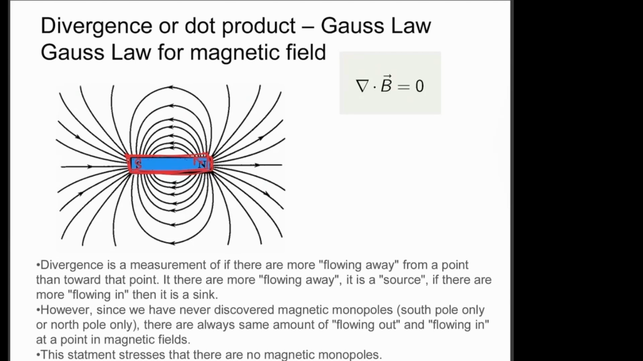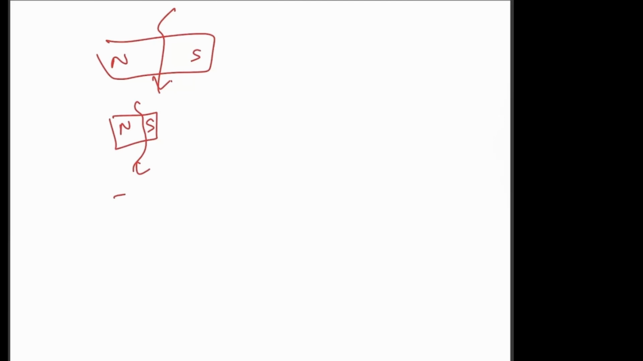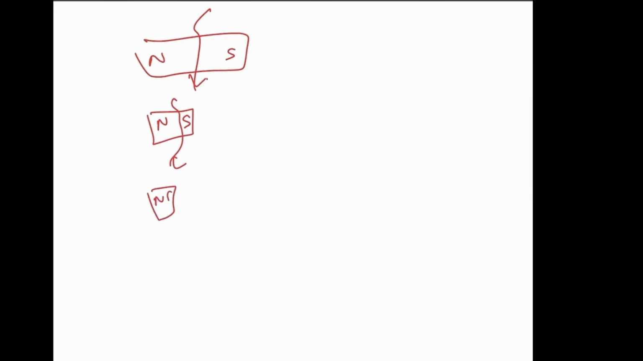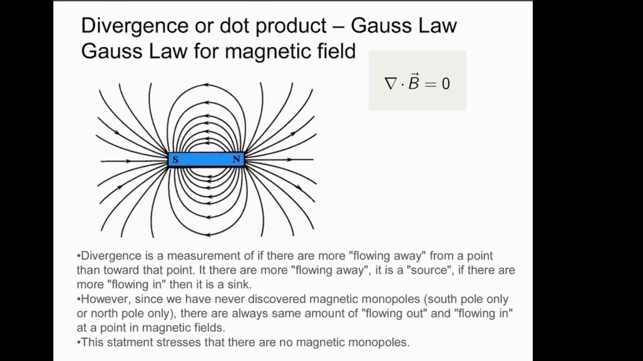Even if we break it, this is a magnet, north and south. When we break it into two, it will become north and south. When we break it one more time, we get north and south. We break it again, north and south. So a magnet always has two polarities, north and south, even if we break it into small pieces.